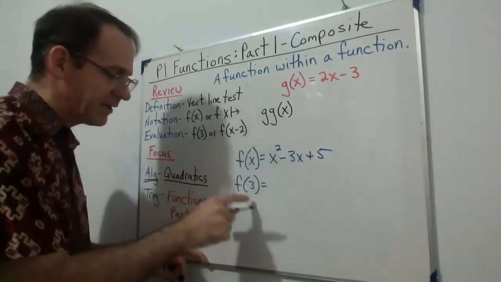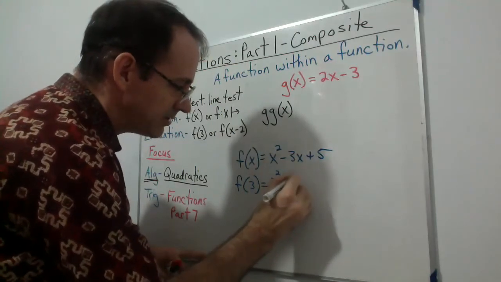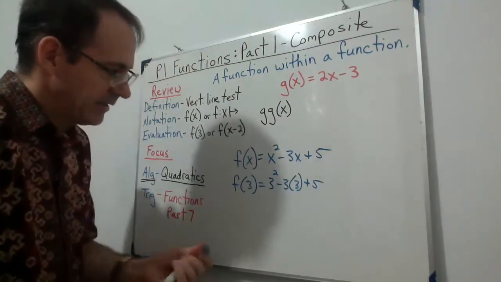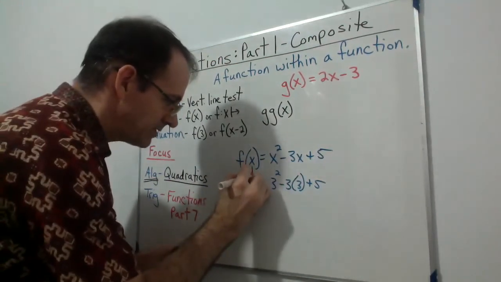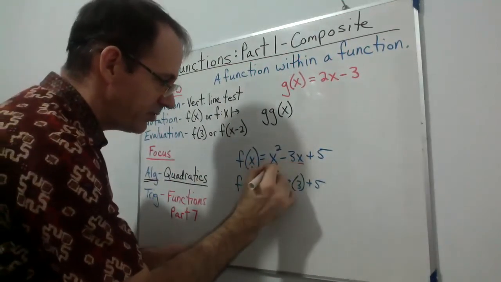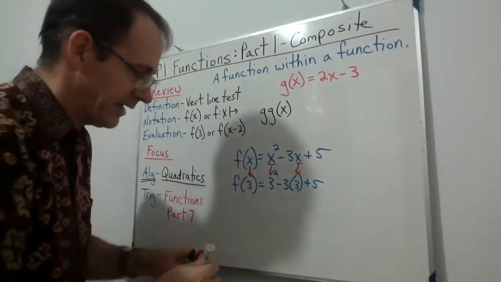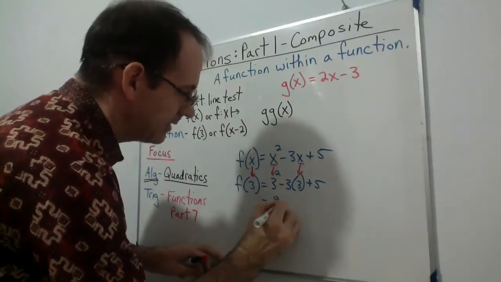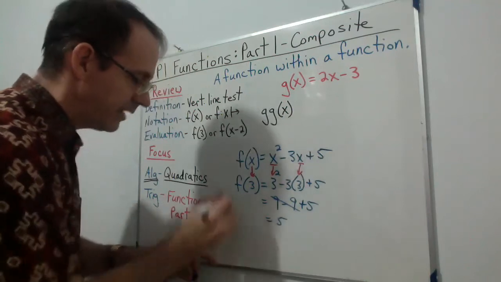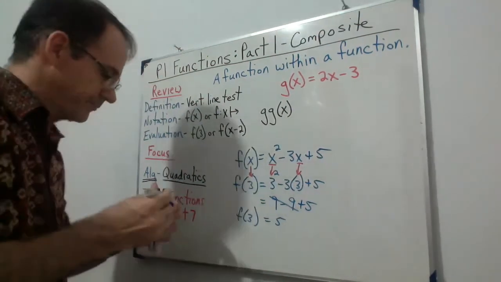They want you to evaluate it for 3. Well, that means you put in a 3 in every place you see an x. So your x is being replaced with a known value, the value 3. You plug it into your x's, wherever you see the x, and then you simplify it. So you get 9 minus 9 plus 5. Well, the 9's cancel out and you just get 5. So you can say f of 3 equals 5.